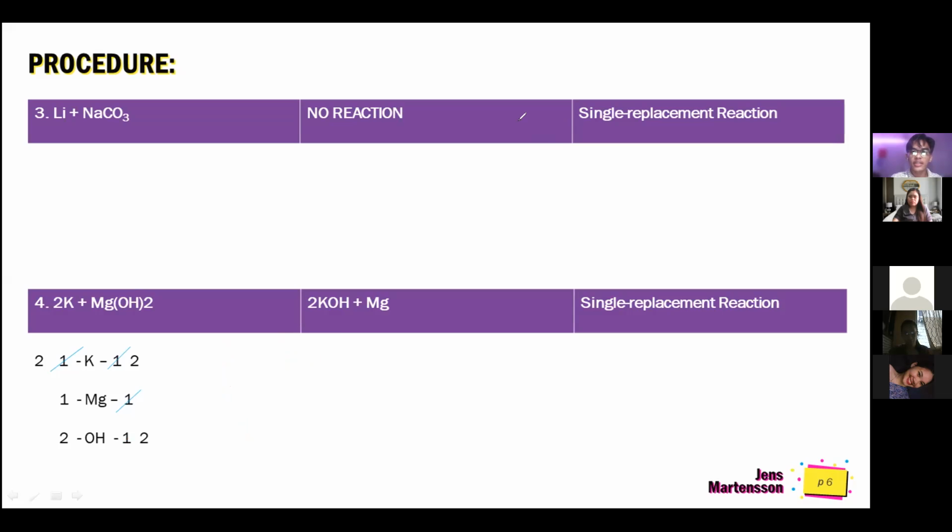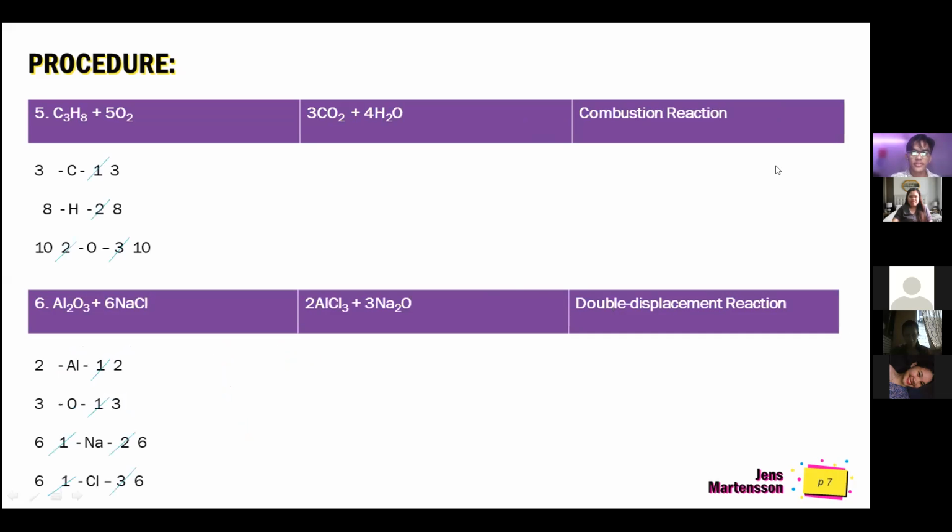So, for the next item. Ako na, Chris. Yes po. Okay, good morning. So, item number 5 is a combustion reaction. The chemical formula given is C3H8 plus 5O2. Ang combustion reaction is yung substance na nag-react sa oxygen gas. So, ang ilagay namin is CO2 plus H2O.